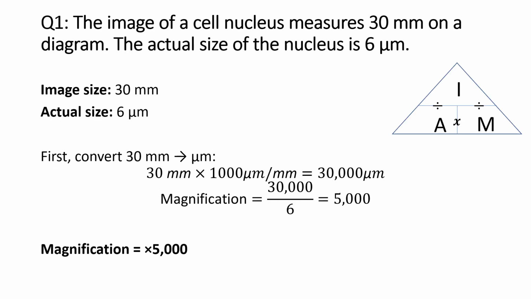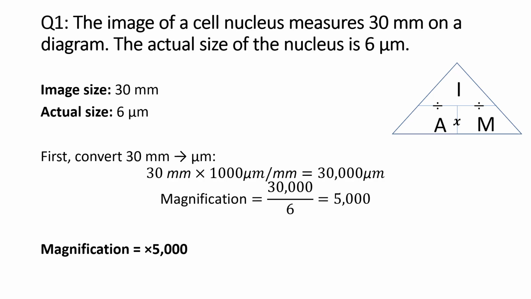So let's work our way through the answers. On the first one, we have a cell nucleus that measures 30 mm, which is millimeters, and the actual size of the nucleus is 6 µm, which is micrometers. Because we have millimeters and micrometers, we need to convert them into the same unit. So the 30 millimeters, to turn them into micrometers, we have to go from a big unit to a smaller unit, so we are multiplying.